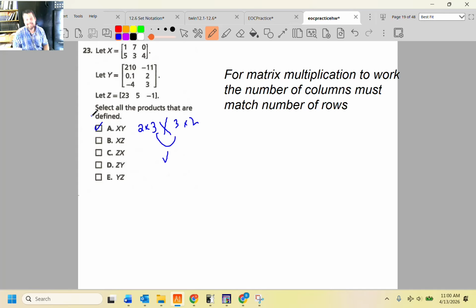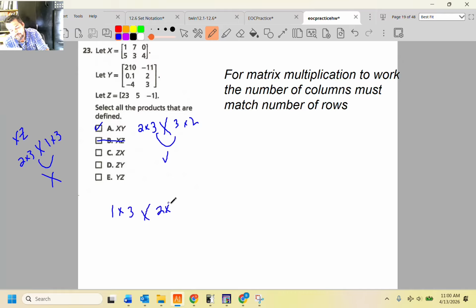Talk about x times z. X times z, we are taking a 2 by 3, and we're going to multiply it by z, which is a 1 by 3, and that's a no-go. Because this, no, doesn't happen. Z times x is a 1 by 3, and we're trying to multiply it by x, which is a 2 by 3. If you look in there, doesn't happen. Z times y, you're taking a 1 by 3 and you're multiplying it by a 3 by 2. We're good to go because the inside numbers match.